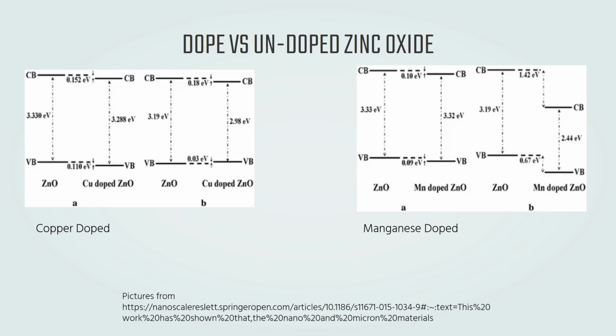Doped versus undoped zinc oxide. The figure on the left compares the energy levels of undoped zinc oxide and copper-doped zinc oxide. The figure on the right compares the energy levels of undoped zinc oxide and manganese-doped zinc oxide. These doped zinc oxide elements are much more efficient in closing the band gap than regular undoped zinc oxide.